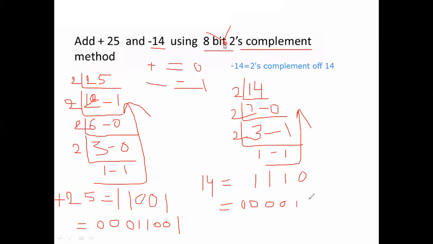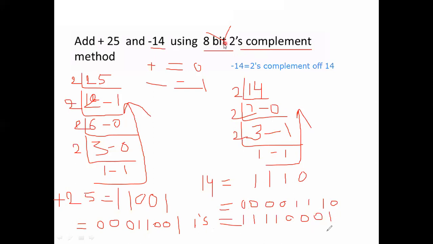0000 1110. Now we are calculating the 2's complement for this. How to calculate the 2's complement? Before calculating the 2's complement, first we are calculating the 1's complement. 1's complement means changing zeros to ones and ones to zeros. So here we are getting 1111 0001. This is the 1's complement.